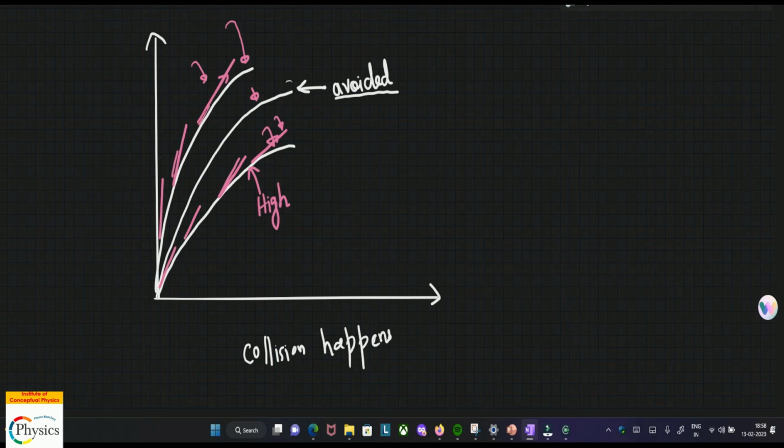676 meters. So if this was your 676, you've got to stop much below that. So maybe you covered less distance and you're able to stop because you applied such a high amount of brake. So your curve is like this.